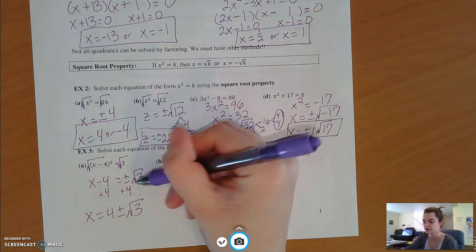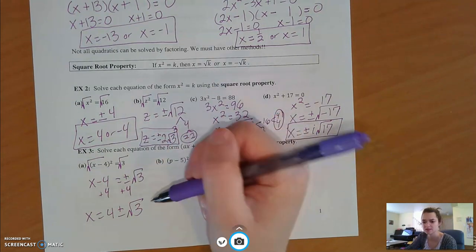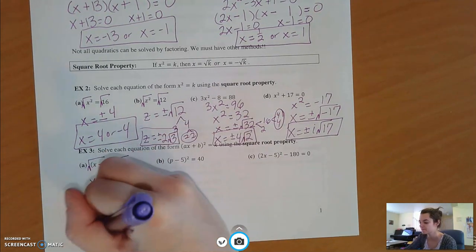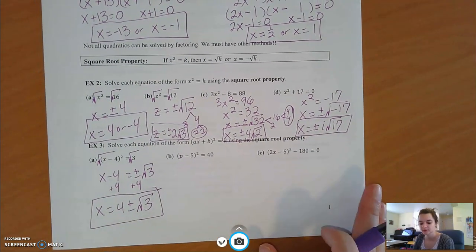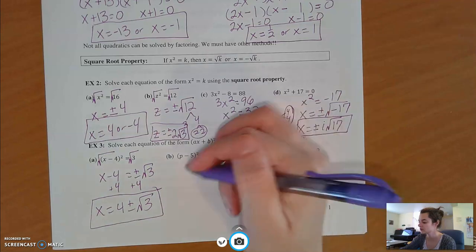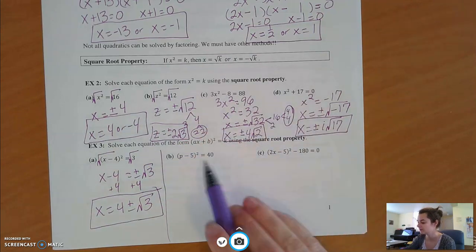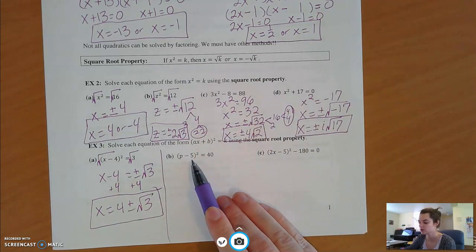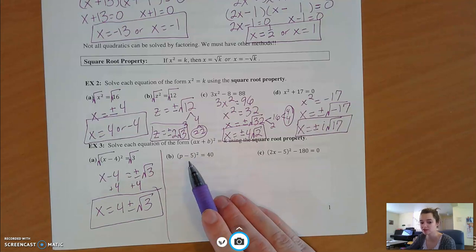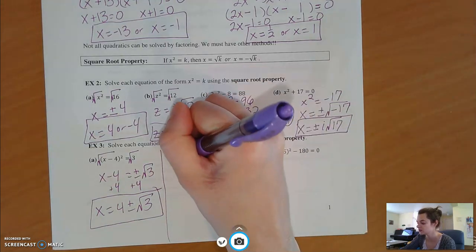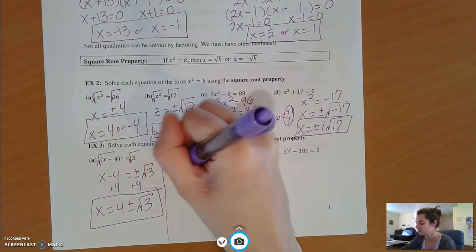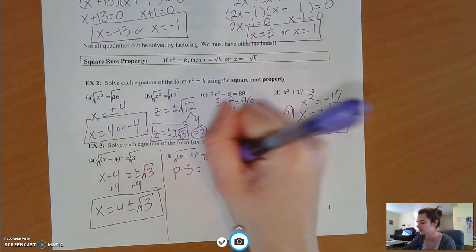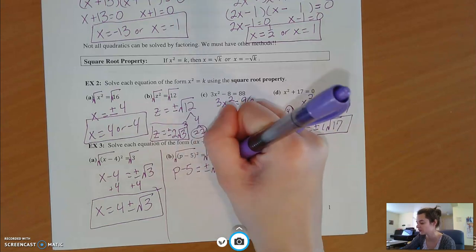Or if you want to do plus or minus square root of 3 plus 4, that's the same thing as well. Okay, and that's as far as we can go with that. Okay, let's do another one. We've got p minus 5 squared equals 40. So to get rid of the squaring, I'm going to take the square root of both sides. So taking the square root, I'll have p minus 5 equals plus or minus the square root of 40.